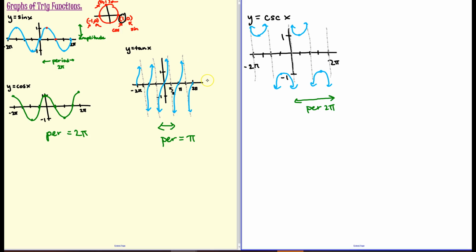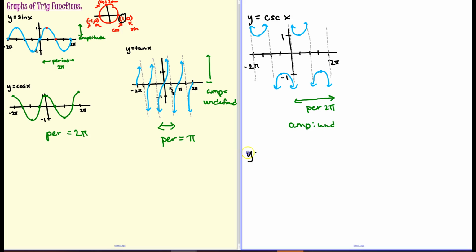If amplitude is the distance from the center to the top, but it goes up infinitely far, then there is no top, so the amplitude is undefined. Same thing with cosecant, amplitude is undefined.